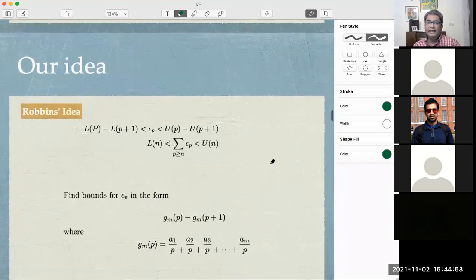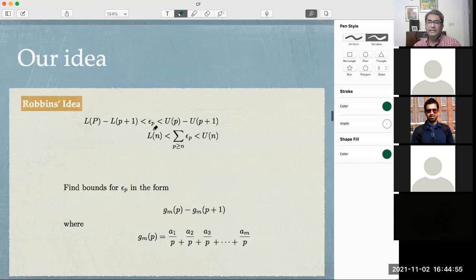Okay, so our idea, first of all, what is Robbins' idea? Robbins' idea is that he takes EP and he telescopes it. He finds an upper bound. So he writes it like this. It's some upper bound P minus upper bound P plus 1. And some lower bound P minus lower bound P plus 1. And then by telescoping, from here to here, you get telescope.